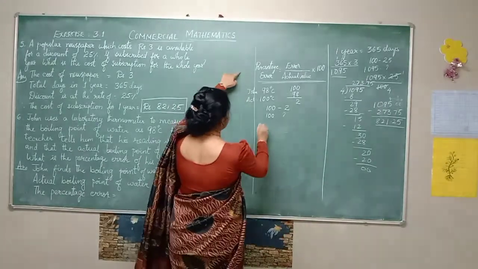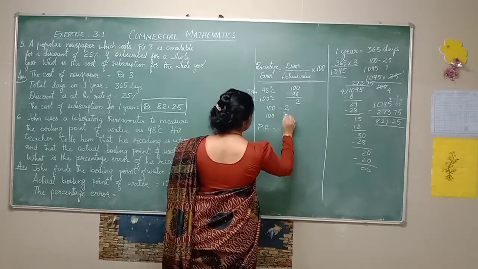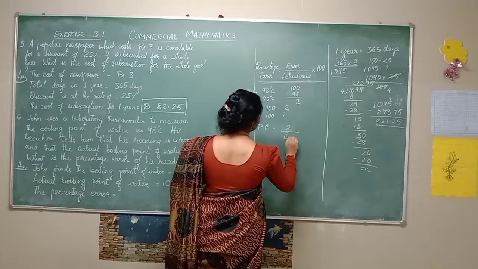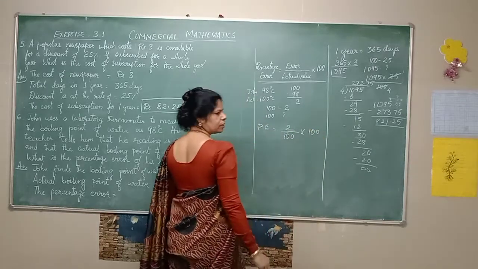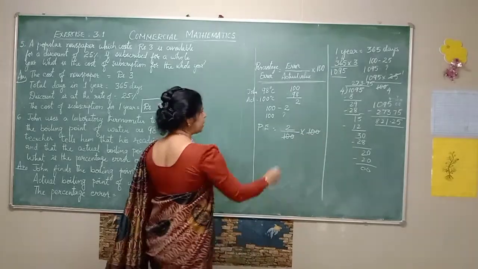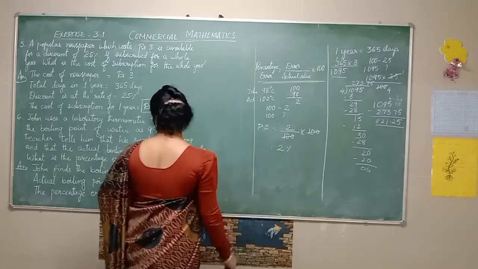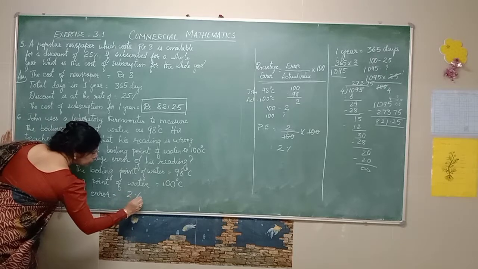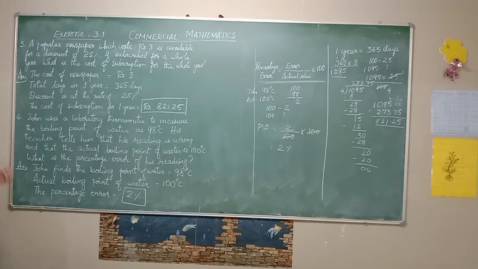This is percentage error, PE. Percentage error is equal to, error is how much? 2, isn't it? You have found out. 2 by actual value 100, into 100. So what happens here? 100 and 100 cancel. What is remaining? 2. So what is the percentage error? The percentage error is 2%.